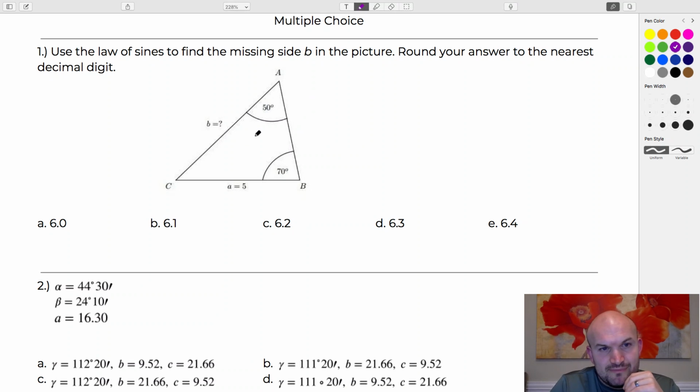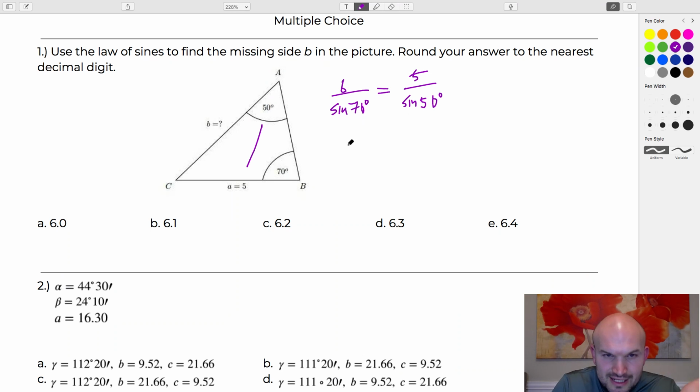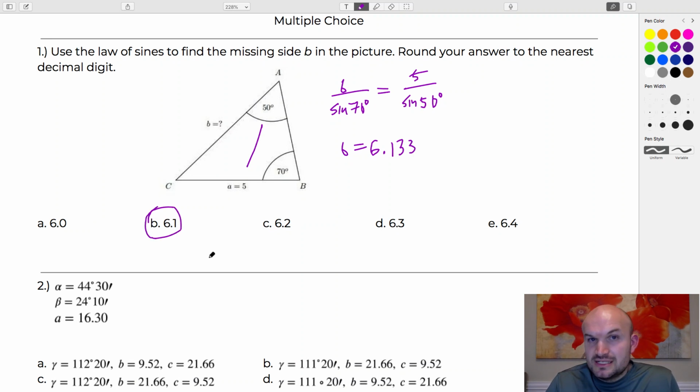So I can see here I have my ratio, right? And I need to solve for B. So my ratio is going to be B over the sine of 70 degrees equals 5 over the sine of 50 degrees. And again, guys, hopefully you just understand what I'm typing in my calculator. I'm just going to multiply the sine of 70 on both sides. So this would be 5 times the sine of 70 degrees, divided by the sine of 50 degrees. And when doing that, I get 6.133, which would round down to 6.1.